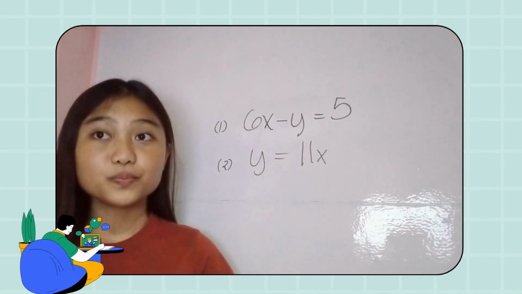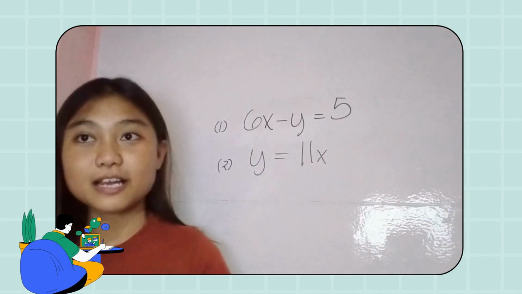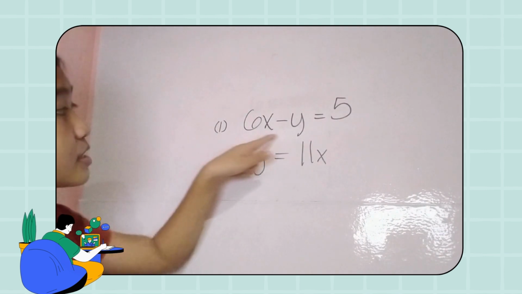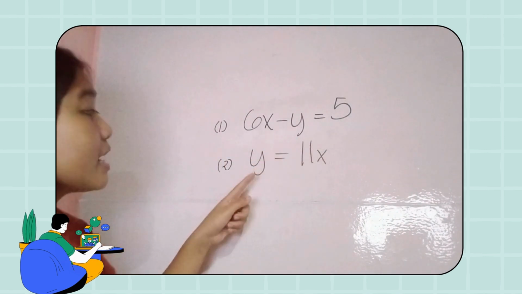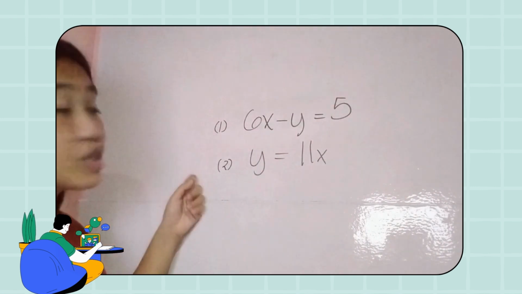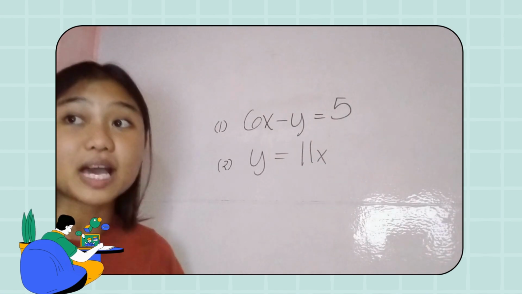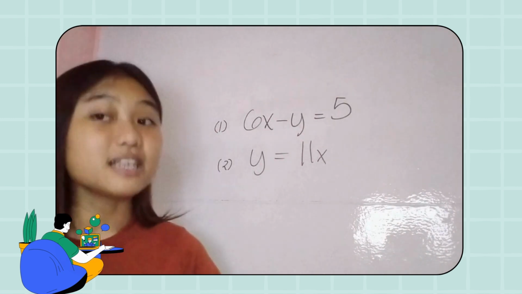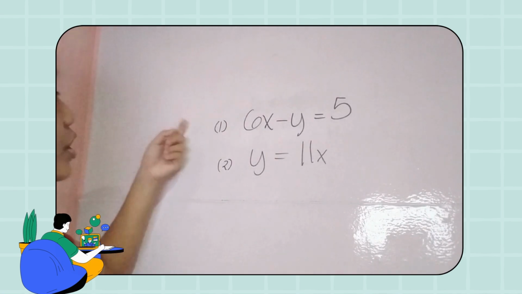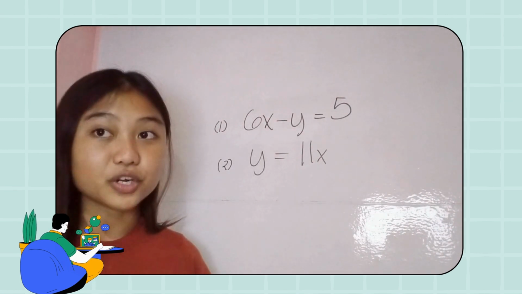For question number 2, should we use substitution or elimination? Let's analyze. We have this system of equations: 6x minus y equals 5, and y equals 11x. Since the second equation, y equals 11x, already expresses y in terms of x, substitution is ideal. It allows us to substitute y directly into the first equation, 6x minus y equals 5, without additional manipulation.